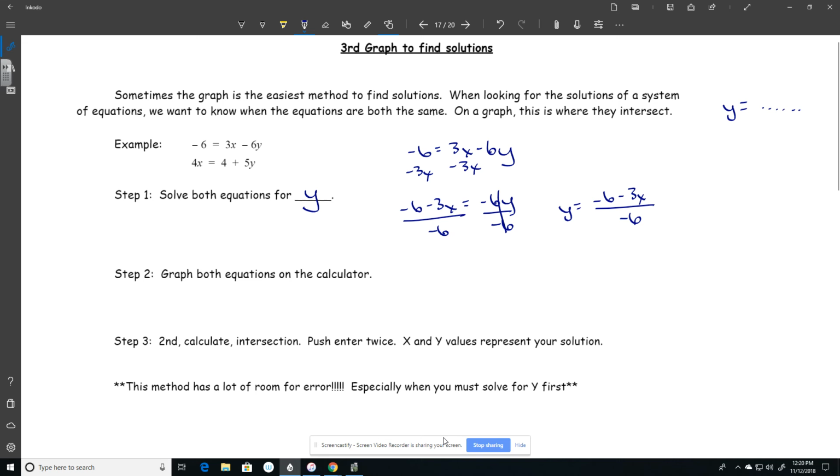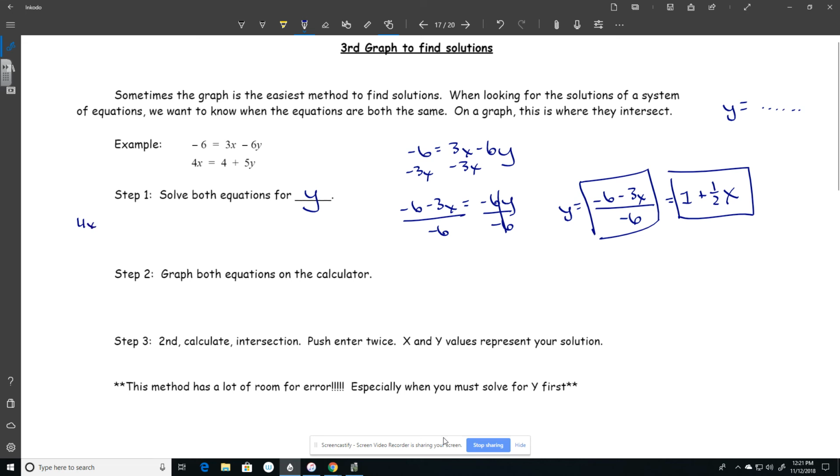You can plug it in just like this if you would like to, but negative 6 divided by negative 6 is just 1, and negative 3 divided by negative 6 is a positive half x. So there's one of your equations, 1 plus 1/2 x, or you could plug it in like this. I'm only partway done. Now I have to solve this equation for y.